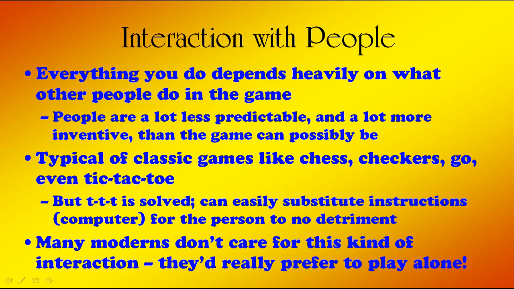Interaction with people is quite different. Everything you do depends heavily on what other people do in the game, whether there's one other person or several. People are a lot less predictable and a lot more inventive than the game can possibly be, even a video game. We are not yet able to write computer opponents that are anything like as unpredictable and inventive as people. So interaction with people is typical of classic games like chess and checkers and Go and so on. Although tic-tac-toe is solved so you can easily substitute the computer programming, for example, for the person to no detriment to the game. On the other hand, tic-tac-toe is a game which is essentially trivial, and real gamers don't play tic-tac-toe.